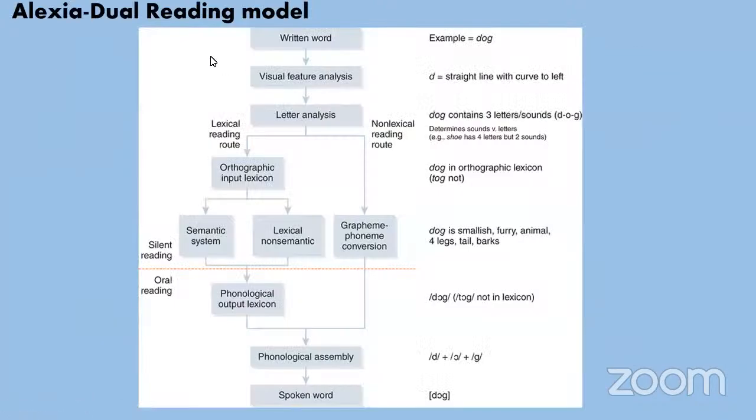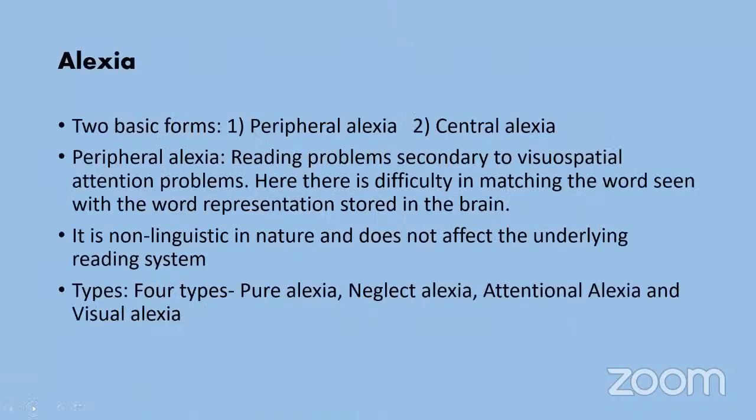Then a visual feature analysis, of the written word, the letter analysis of each letter in the word, whether 2 sounds, 3 sounds, and phoneme. The lexical reading route takes you to the orthographic input lexicon, the semantic system, and the lexical non-semantic system. Then, if you want to read out, you go to the phonological output lexicon, phonological assembly, which takes place in the anterior system. So this is the non-lexical reading route, phonological assembly and spoken word. The areas that are important are already shown to you.